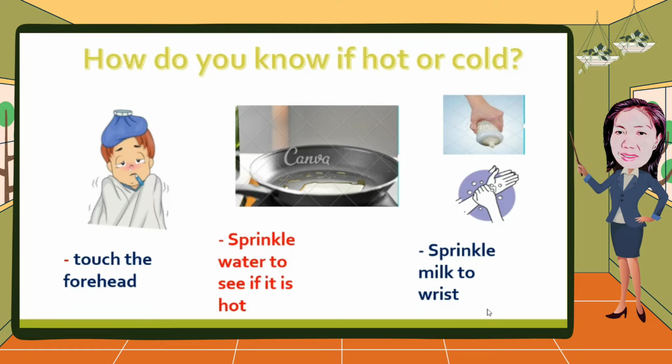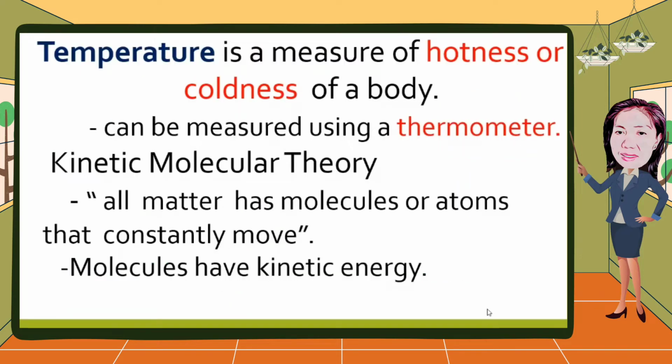Okay, so these pictures show hotness and coldness. So if you want to know the hotness and coldness of an object, we're going to use an instrument, thermometer. But what is temperature? When we say temperature, it is a measure of hotness or coldness of a body or object. And temperature can be measured using a thermometer.